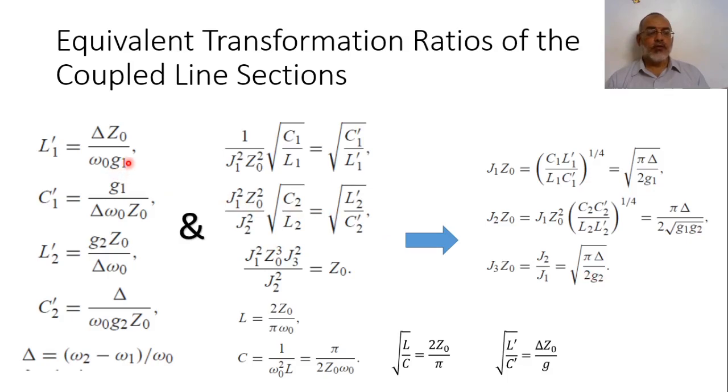So, as I said, from the prototype of the low-pass filter, we obtain G1 and G2 because we are talking about second order. And from G1 and G2, we obtain the corresponding L1 dash, C1 dash, L2 dash, C2 dash, according to the required center frequency, the required bandwidth, and the required characteristic impedance. Now, according to the relations which we have obtained between the values of the inverters and the values of C1 dash, L1 dash, C2 dash, L2 dash, we can obtain the values of the inverter.